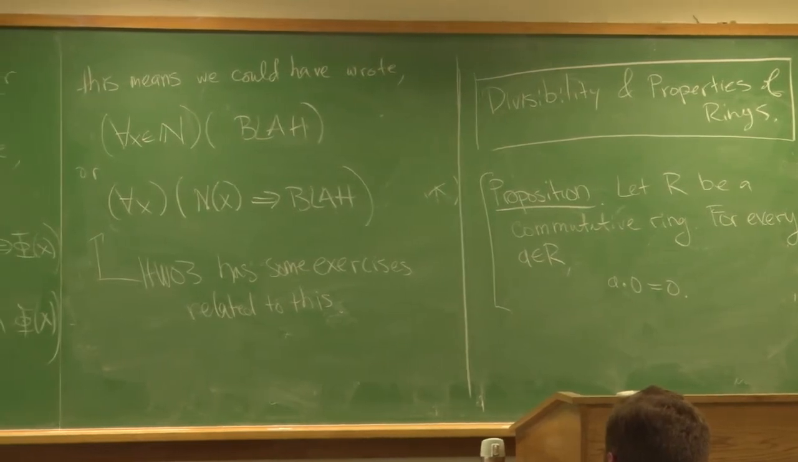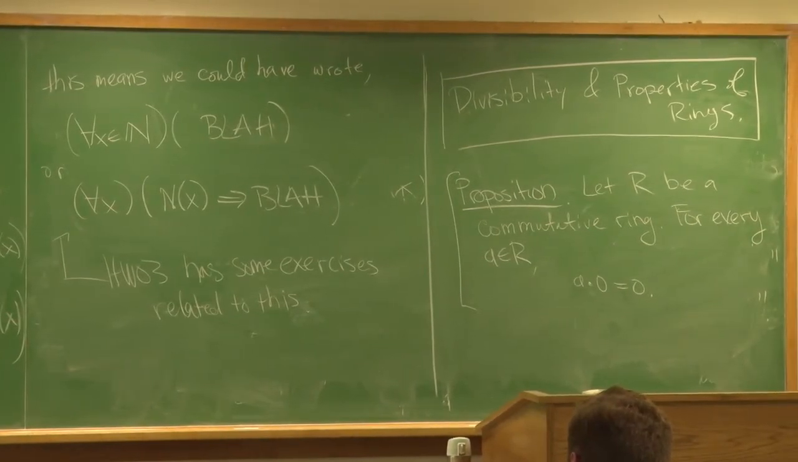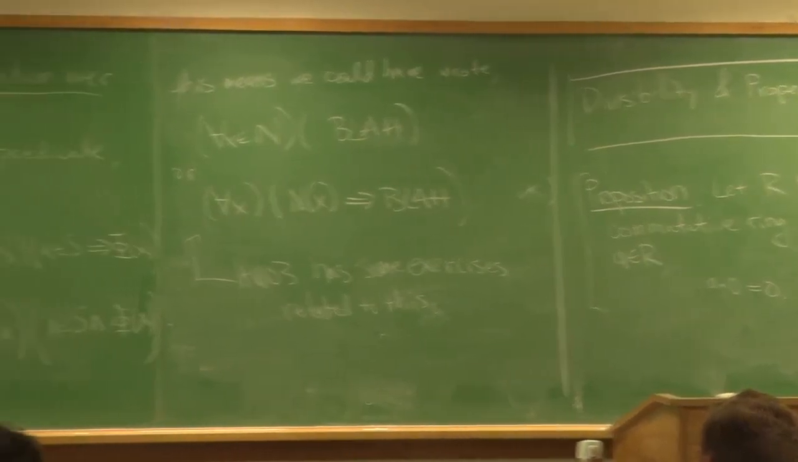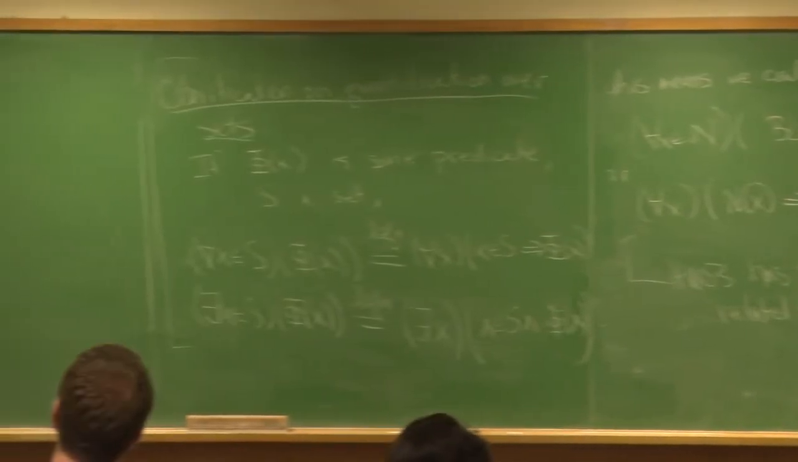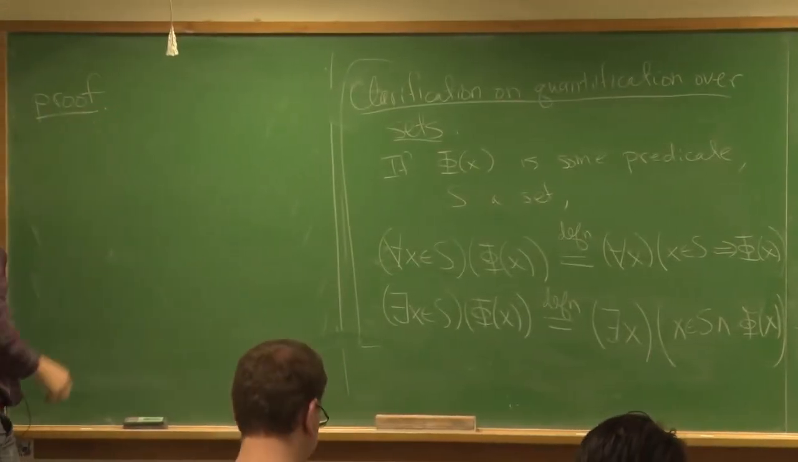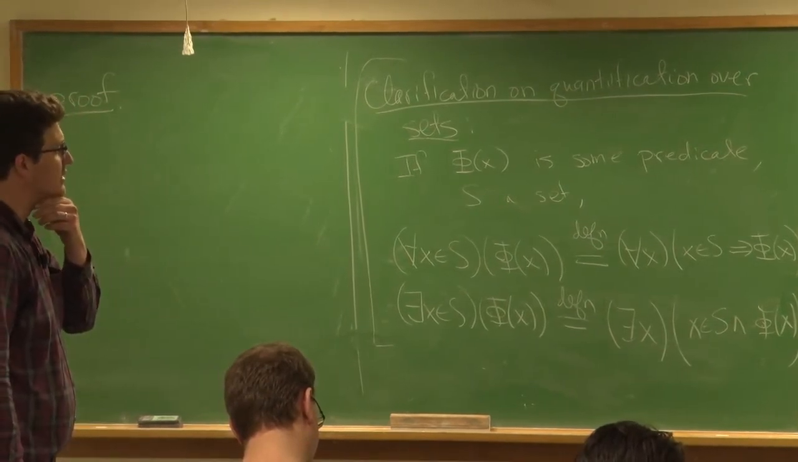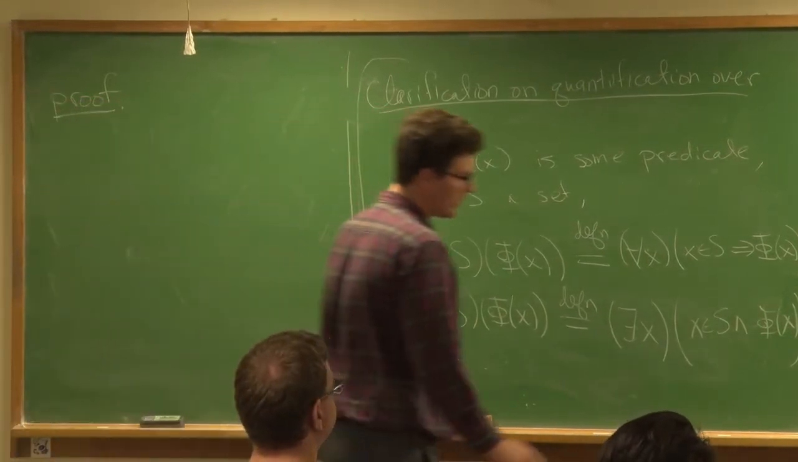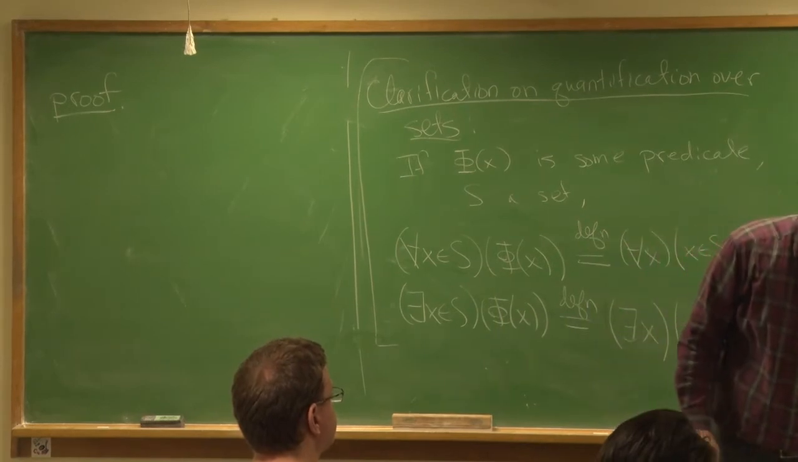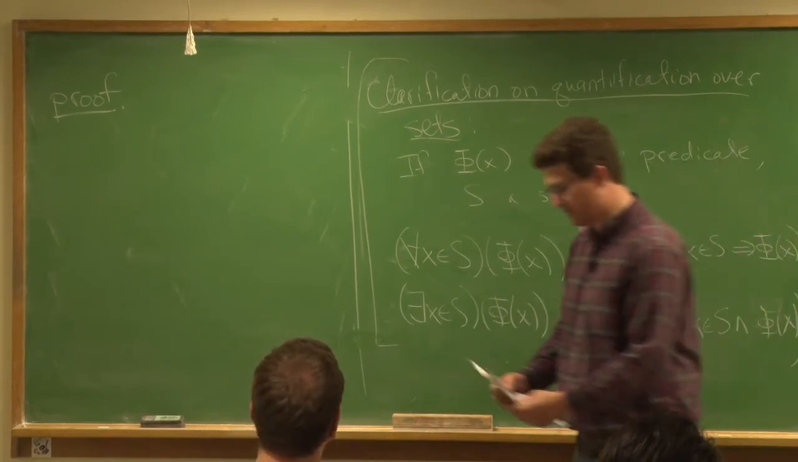Okay, so here's a proof. A proposition is just like a theorem. It's a mathematical statement that we want to prove. And so we're assuming the axioms for commutative rings. So what can we do? Here we need to show that A times 0 is equal to 0.